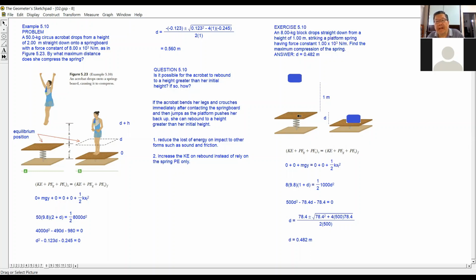So the potential energy is from 1 meter plus another d. That will be the total potential energy. So this potential energy is converted into the energy stored inside the spring. It will be something like this, the second stage. Finally, it will be something like this. So the block has compressed the spring and come to a rest. After that, it will spring up again, but that is a different case already.